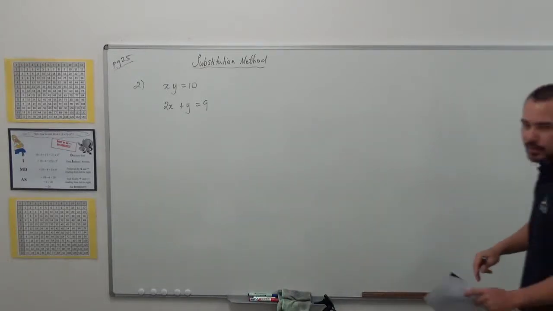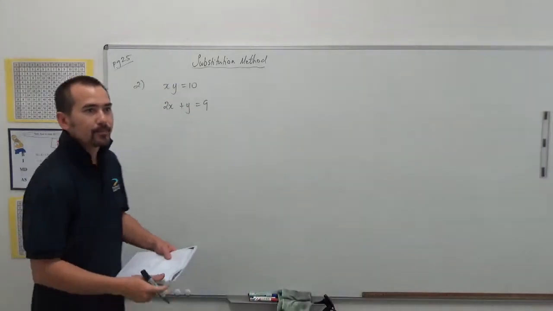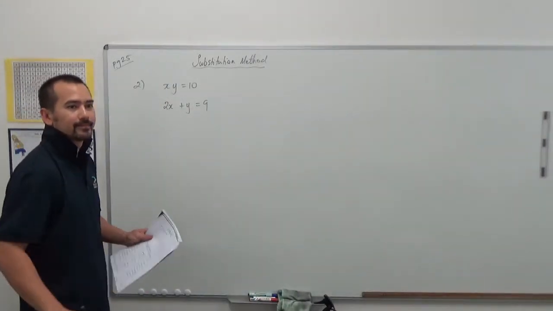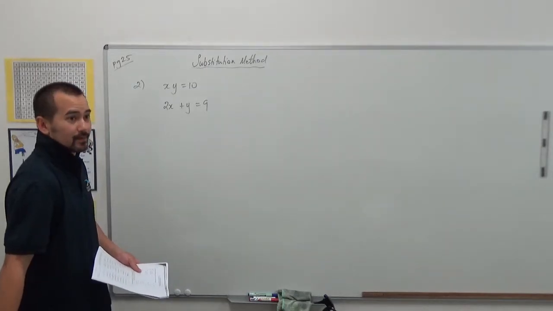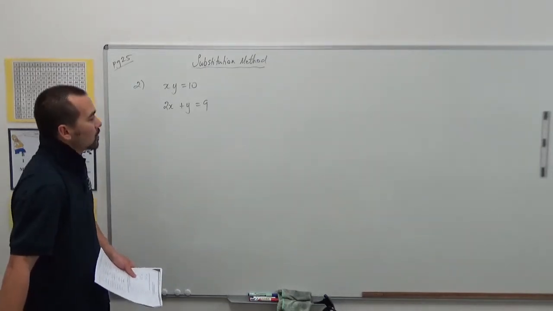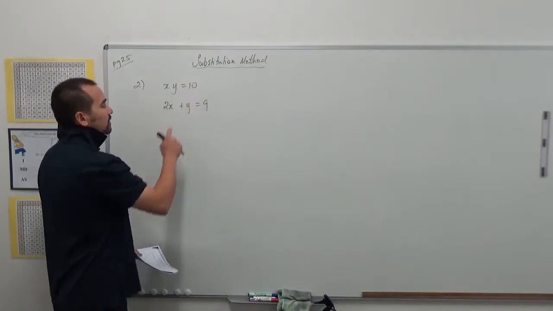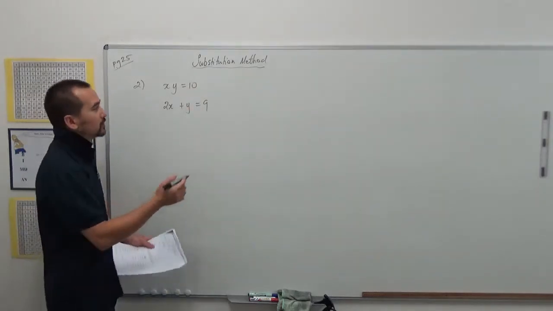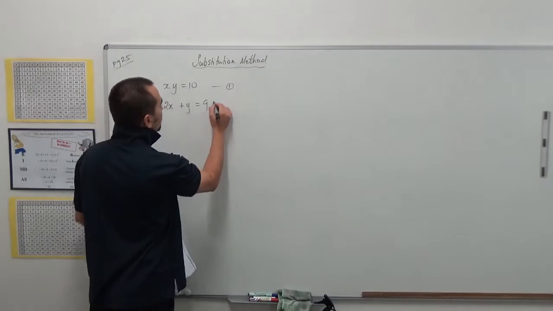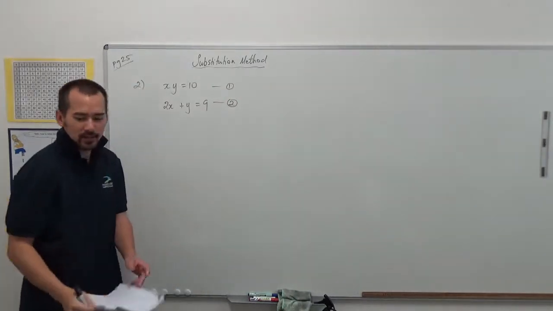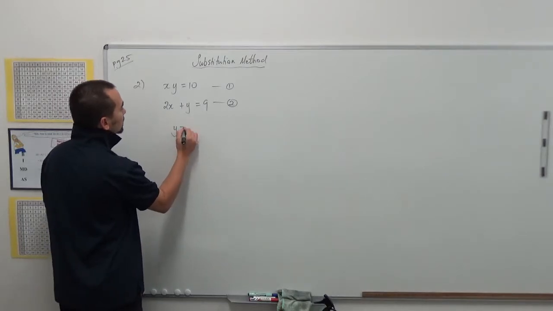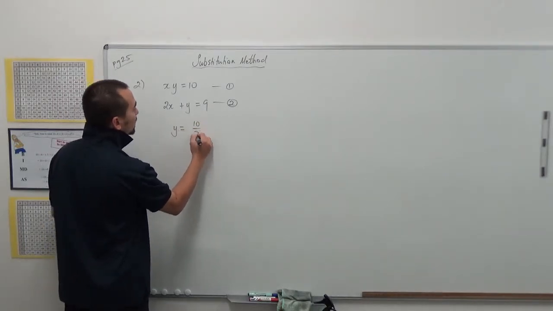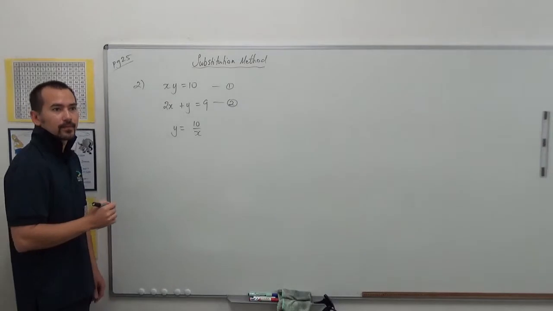What are we going to substitute in this case? Y, you reckon? Y, okay. Do we want to rearrange the first equation or the second equation? The first equation? Okay. If we rearrange the first equation, it'll look like this. Y is equal to 10 divided by x. Okay.